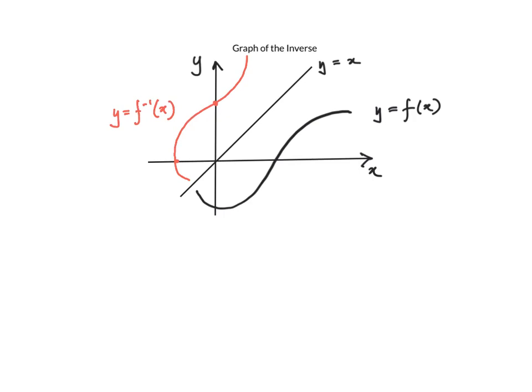We could perhaps put some coordinates on the diagram to make it a bit easier. Say that was x equals 5 and y equals minus 2. So this would become x equals minus 2 and y equals 5.